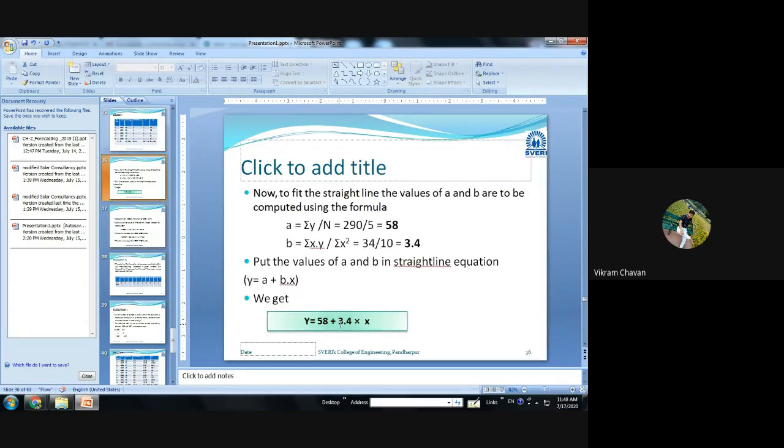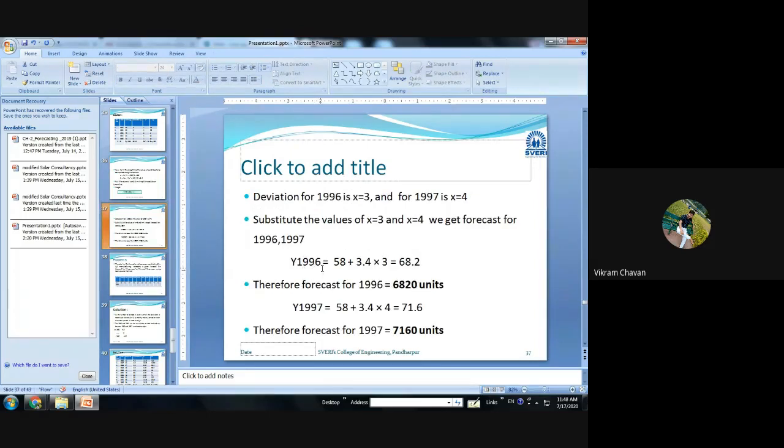Okay, y is equal to 58 plus 3.4 multiplied by x. In that equation, instead of x, for the respective year, put that particular deviation value. So then we will get the equation: for 1996 deviation value will be 3, and for 1997 deviation value will be 4. And calculate for y, that is nothing but the sales demand for the forecasted year. y for 1996 will be equal to 58 plus 3.4 multiplied by 3 equal to 68.2.